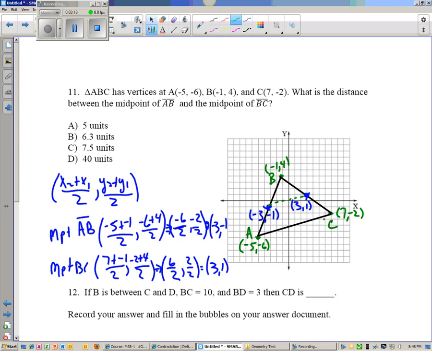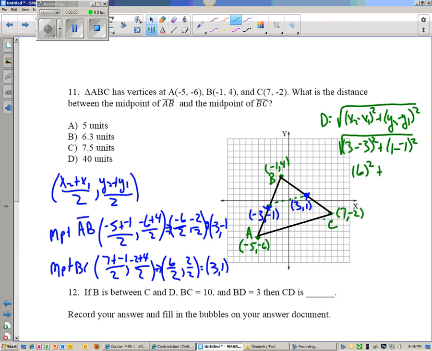Now in order to do that, I need to use the distance formula. Okay, so I'm going to come over here. The distance formula is equal to the square root of x2 minus x1 squared plus y2 minus y1 squared. All right, just plugging in my values. I'm going to have the distance is equal to 3 minus -3, squared, plus 1 minus a -1, and I'm going to square it. Doing the math, 3 minus -3 gives me a 6 squared. And then a 1 minus -1, that's a 2 squared.